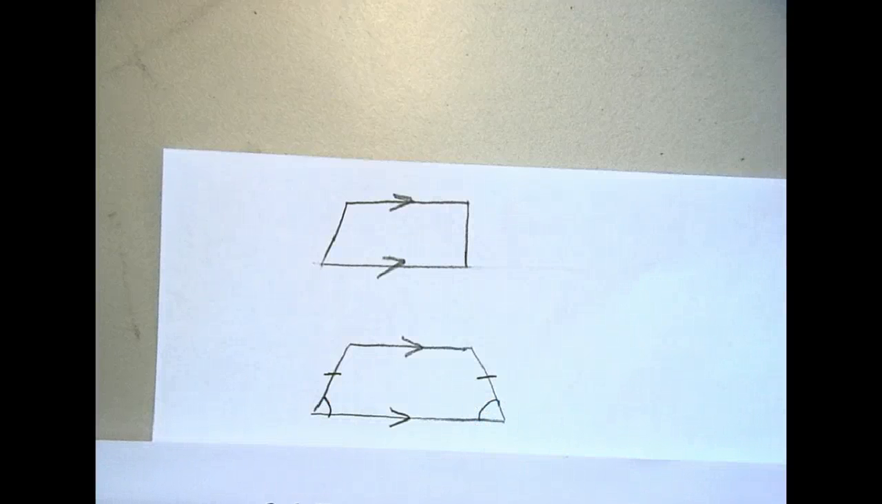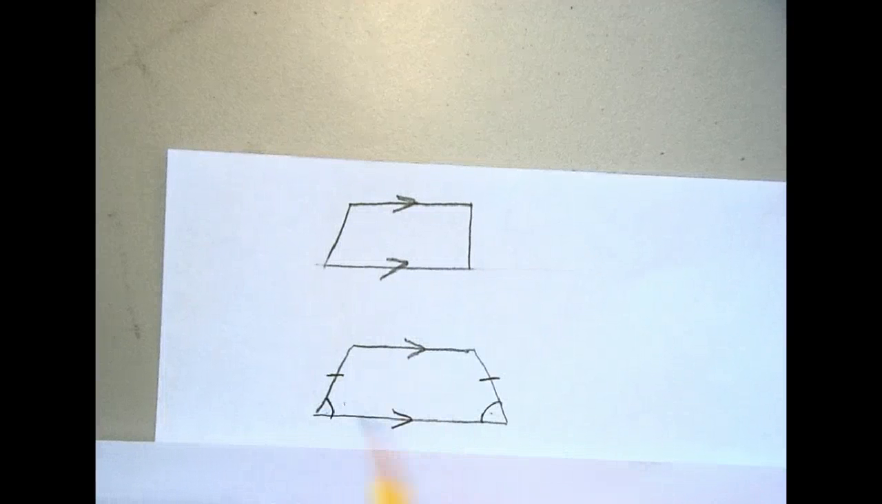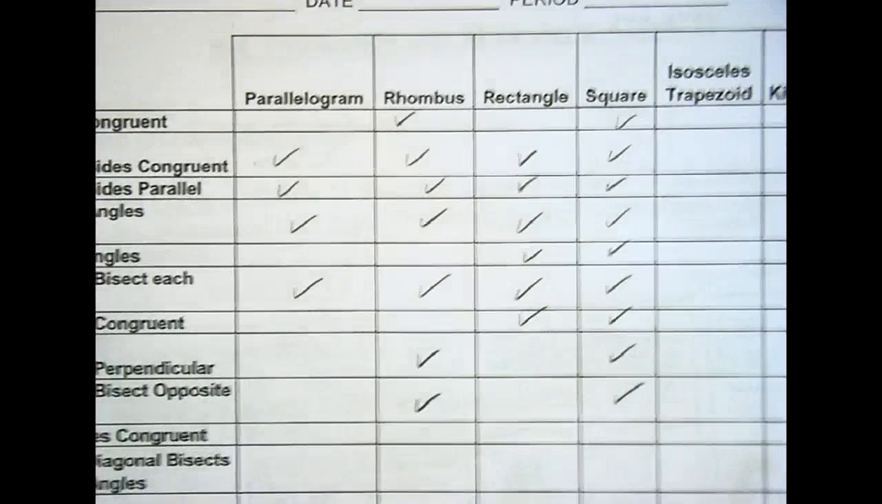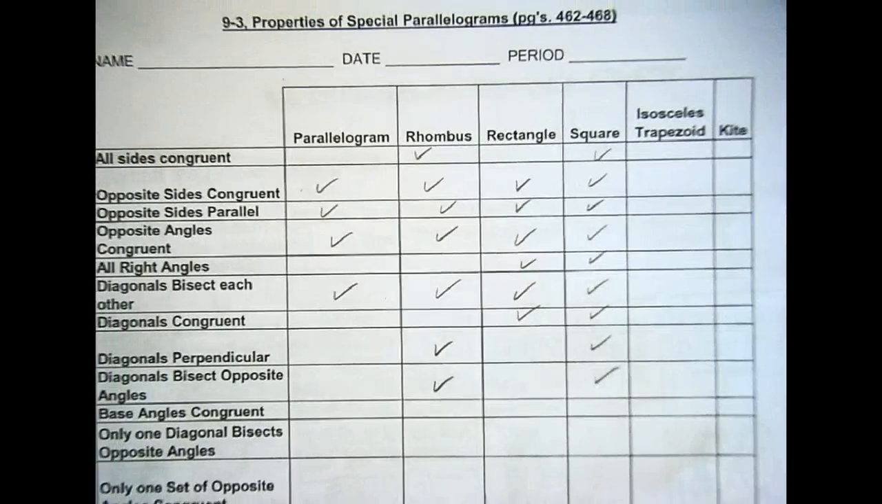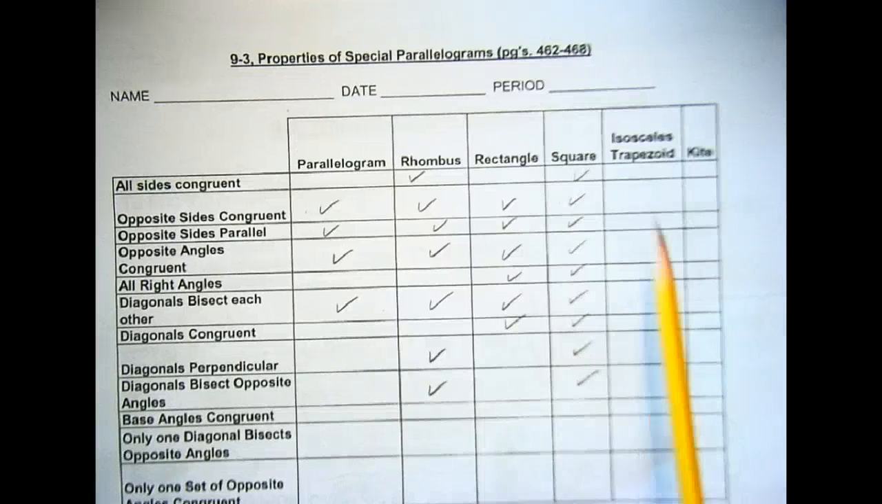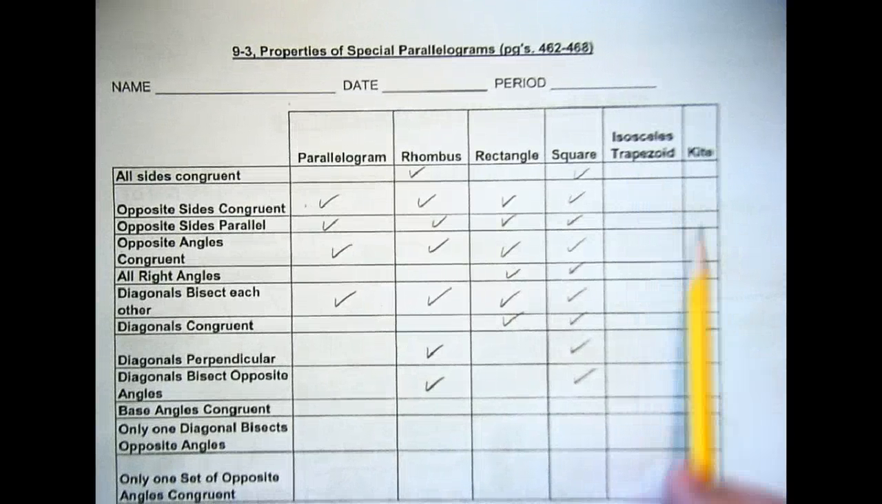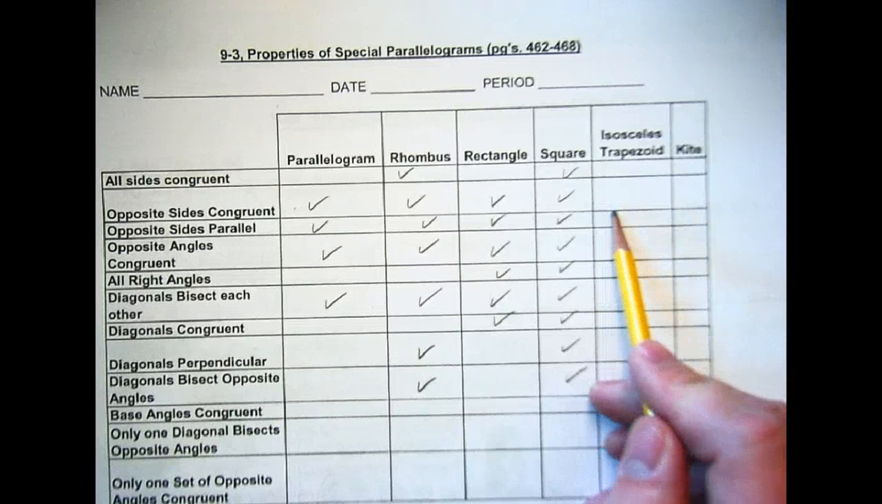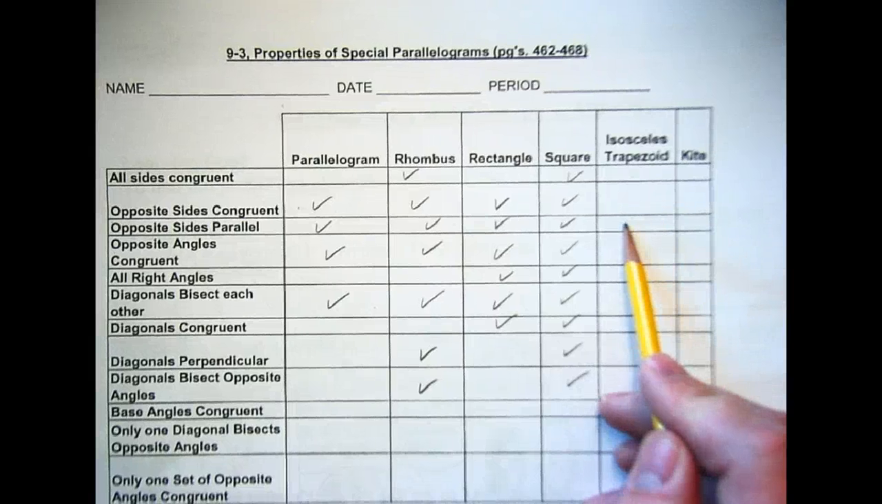All right? So if we're looking at our note sheet, and by the way, that's what Nick had just read, Theorem 9.16, we're adding that to our note sheet. We're dealing with an isosceles trapezoid. Are all sides congruent? No. Opposite sides congruent? On one set, yes, but not all. Opposite sides parallel? No. Well, one set, right?